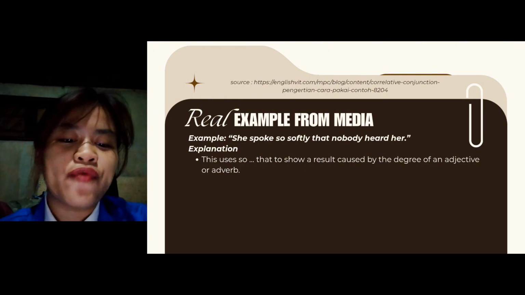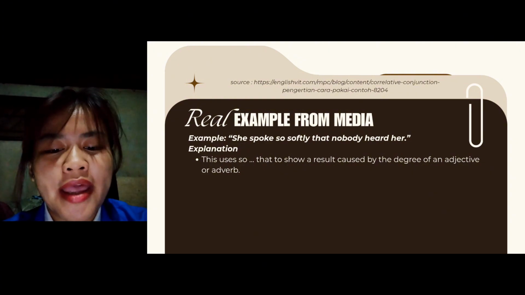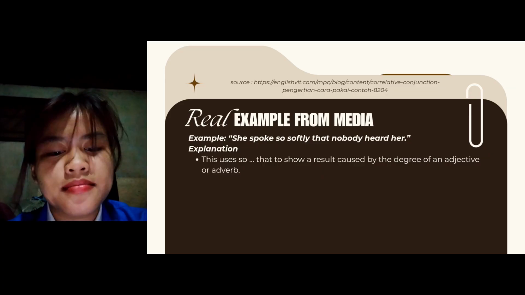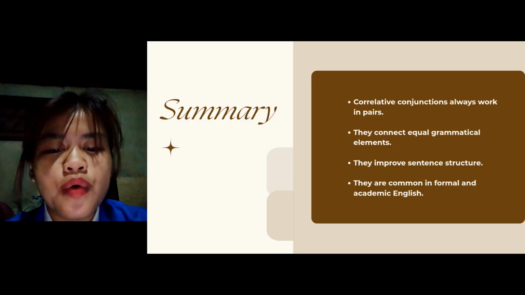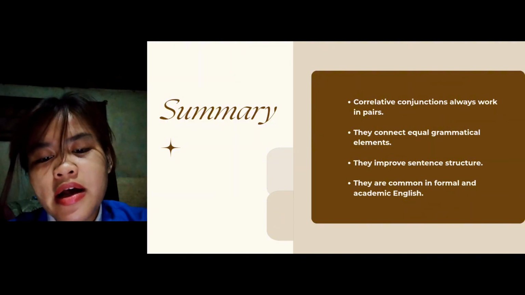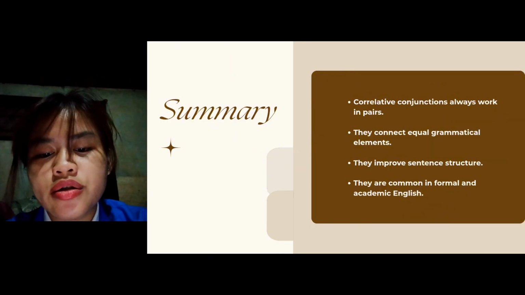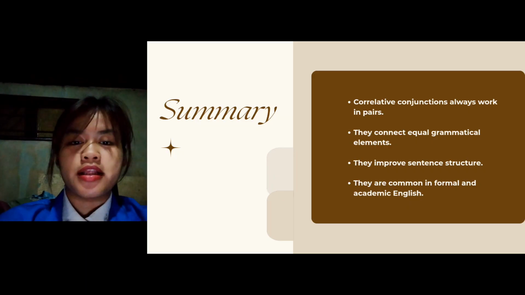And the source I use for these examples from media is EnglishFit.com. Then summary. Correlative conjunctions always work in pairs. They connect equal grammatical elements. They improve sentence structure. They are common in formal and academic English. I think that's the end for part 1.